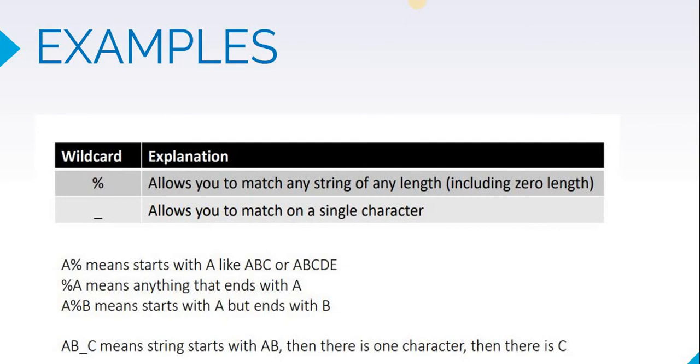In the fourth example, I am showing you the use of underscore symbol. AB_C will mean that the string is starting with A and B and it is ending with C. And between A and B and between B and C, there is only one single character present. So it is a 5-character string. So let us use this in examples and try to find out patterns.